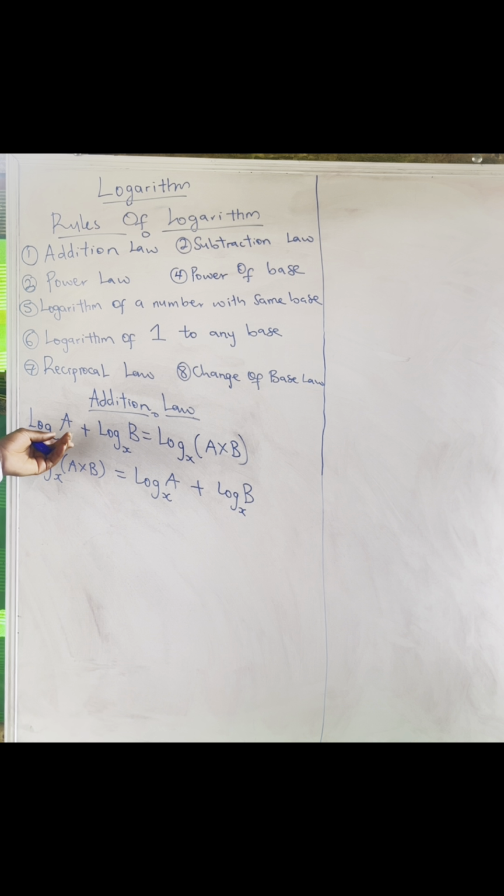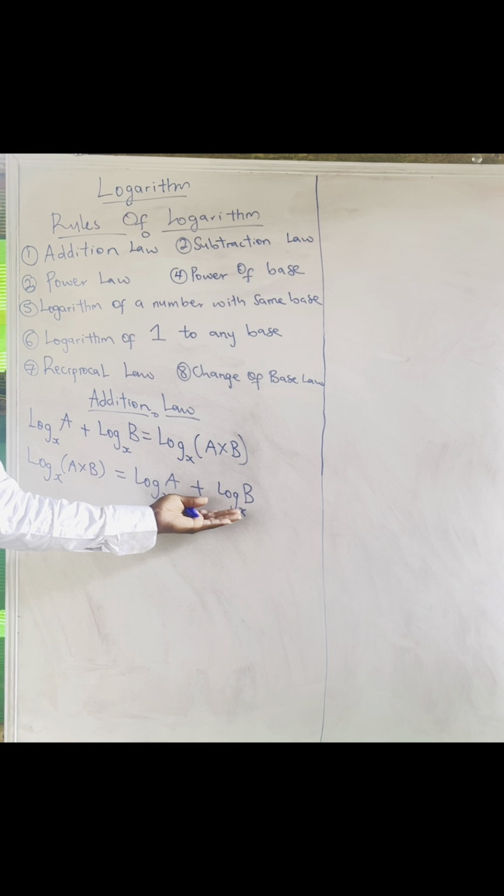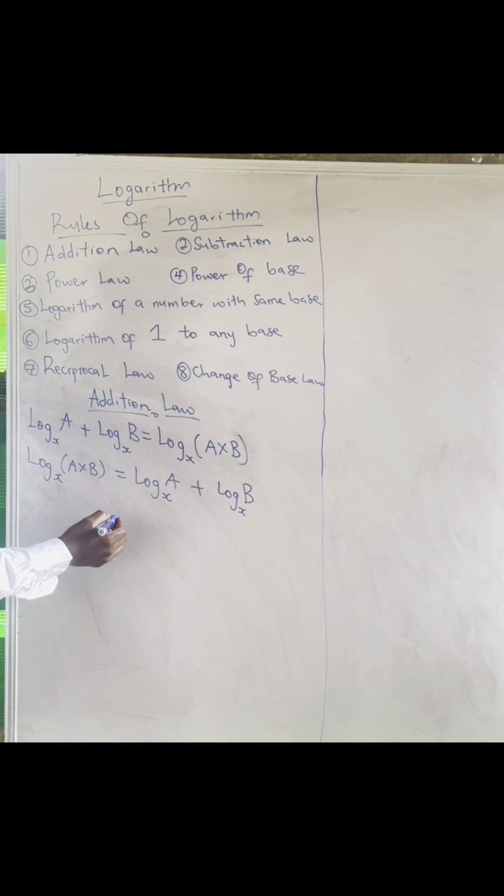So if we have two logarithm numbers that have the same base, then we can make these two logarithms to be one. If they are connected together by addition, addition changes to multiplication. And if you have a logarithm number in this expression, a times b, you can split this expression to be written as this. We also have the subtraction law.